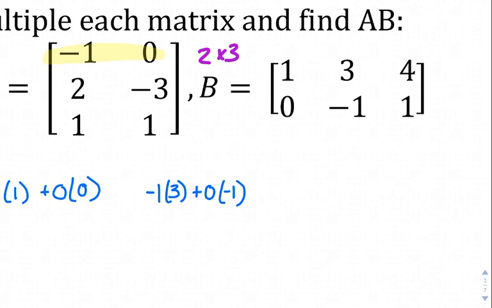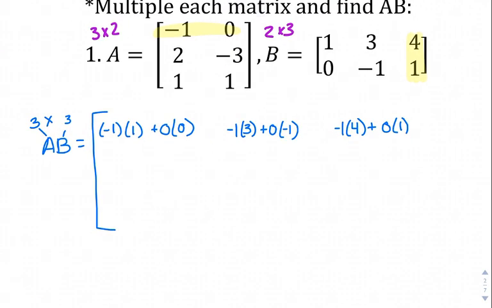And finally, row 1, column 3, and that's going to be negative 1 times 4 plus 0 times 1. And then notice how I'm done with row 1 because I know it's a 3 by 3, so it only has 3 columns, and it's 3, so I'm going to stop there. I'm going to go on to row 2.